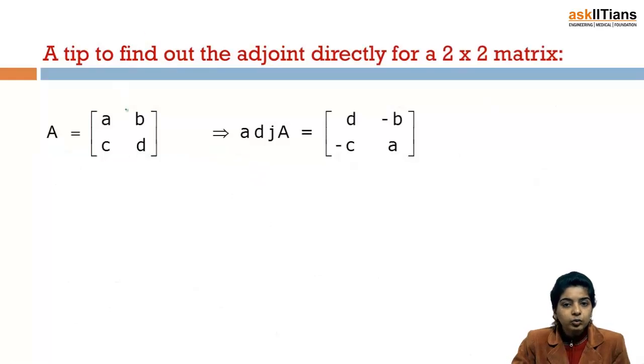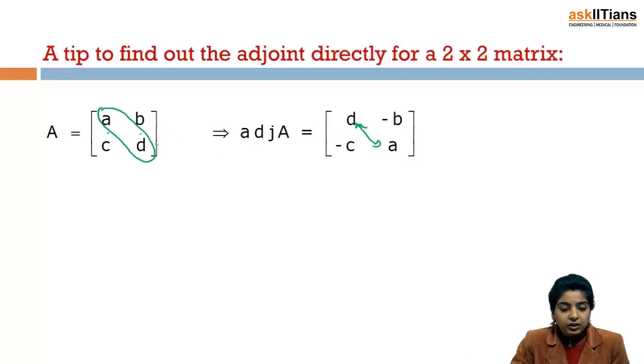But in case of a 2 cross 2 matrix, you don't need to follow that lengthy procedure. In fact, there's a tip to find out the adjoint within seconds without any sort of computations, but in case of only 2 cross 2 matrices, right? So we have a general 2 cross 2 matrix of this form A, B, C, D. Then in order to find out the adjoint, first of all you would compute the cofactors, write them down, then find the transpose of the matrix of cofactors, right? Instead of that, what you can do is you just need to swap the diagonal elements. Swap means just interchange the diagonal elements.